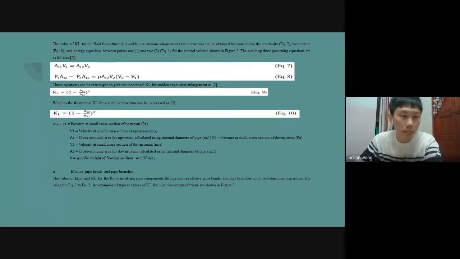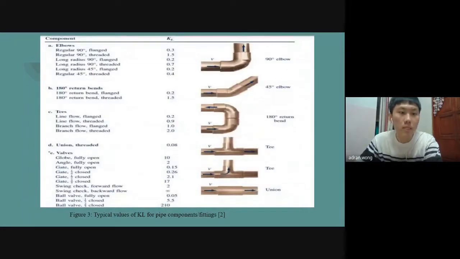So the second part is the elbows, pipe bends, and pipe branches. The value of HLM and KL for the flow involving pipe components such as elbows, pipe bends, and pipe branches could be determined experimentally using equation 3 and equation 5. An example of typical values of KL for pipe components is shown in figure 3. Next, this is figure 3 showing the typical value of KL for pipe components and fittings.